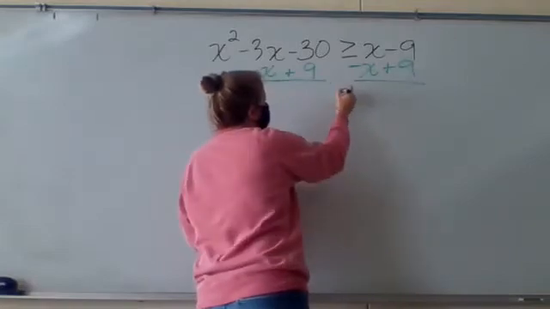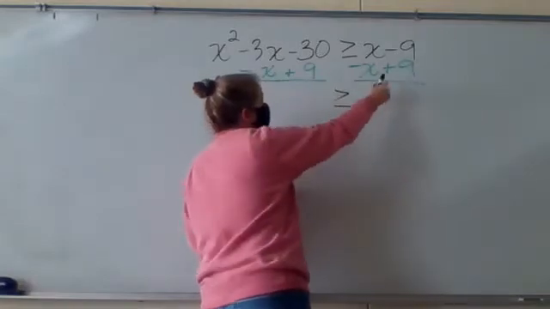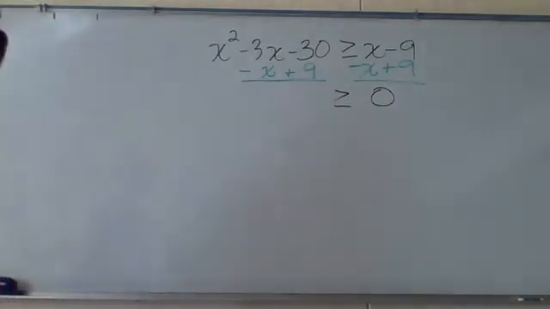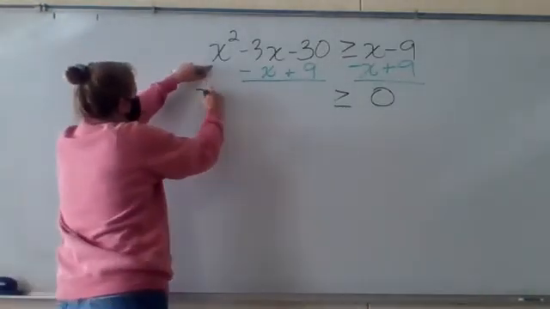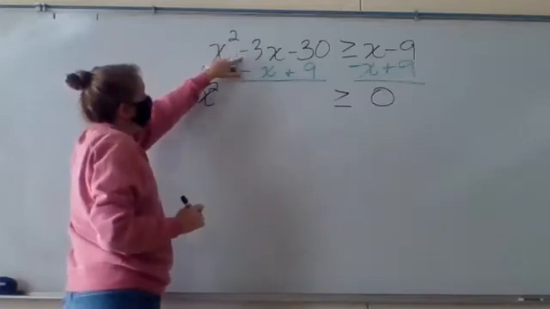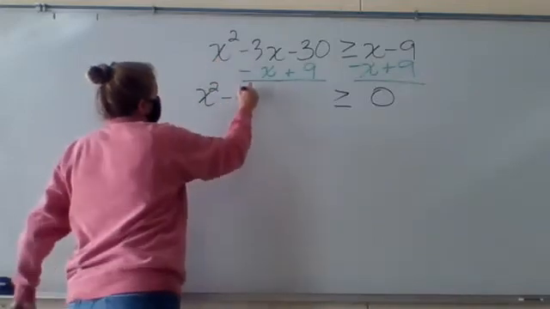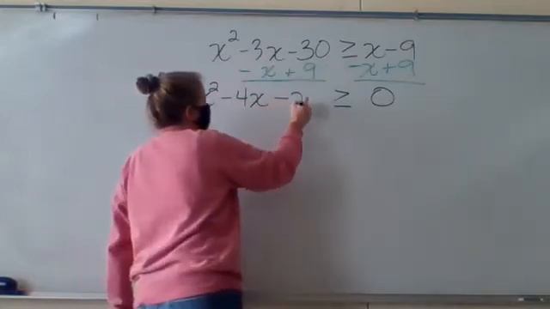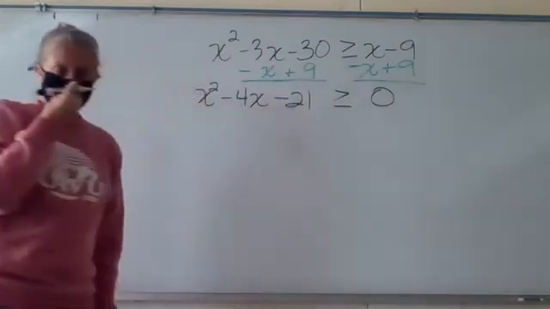So now, bring down my symbol, greater than or equal to. I have nothing over there, which is what I wanted. Let's see what I have left on the left. I have x squared. Negative 3x minus x gives me negative 4x. Negative 30 plus 9 gives me negative 21.